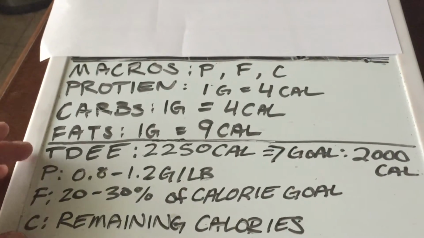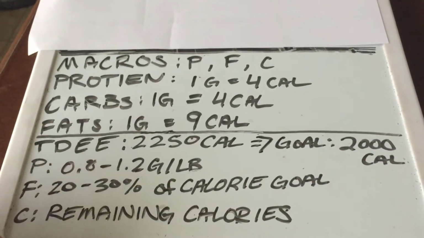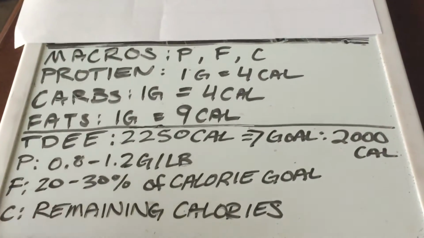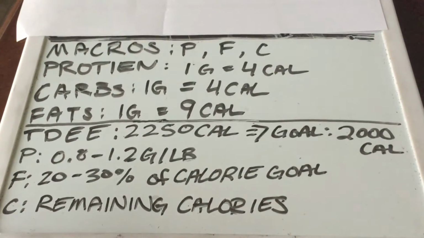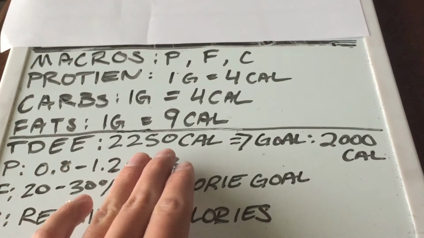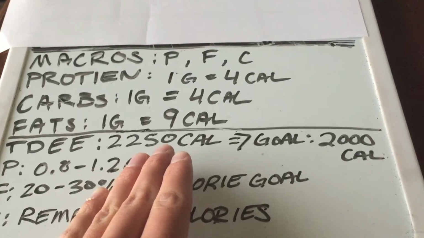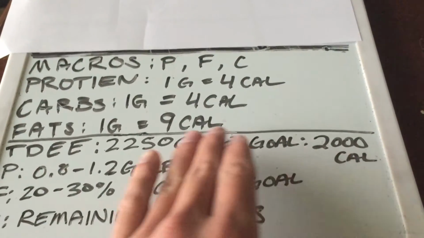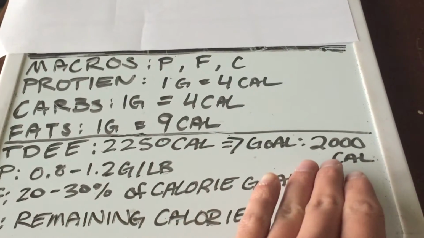And here we have just a quick little example on how to get the correct ratio of macronutrients in terms of dispersing them through your calories. So let's say our total daily energy expenditure is 2250 calories. And if we want to lose weight, then our goal has to be lower than that. Our daily caloric intake needs to be lower than our expenditure. So we have 2000 calories.